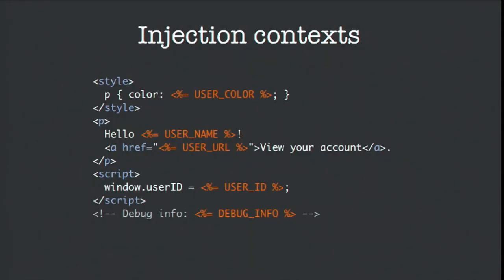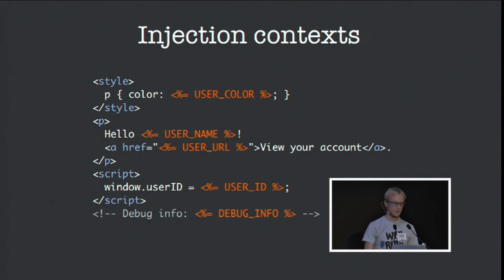Now, most websites nowadays display user-supplied content in different contexts within an HTML document. Here, a custom user color is inserted in the context of a CSS value. Then the username is inserted in an HTML text context as part of a paragraph element. The user profile URL is injected in a quoted HTML attribute value. The user ID is inserted in a JavaScript context on the right-hand side of a variable declaration. And finally, some server-generated debug information is inserted as part of a comment in HTML. So all of these things are variable content which can somehow be controlled or at least influenced by the user.